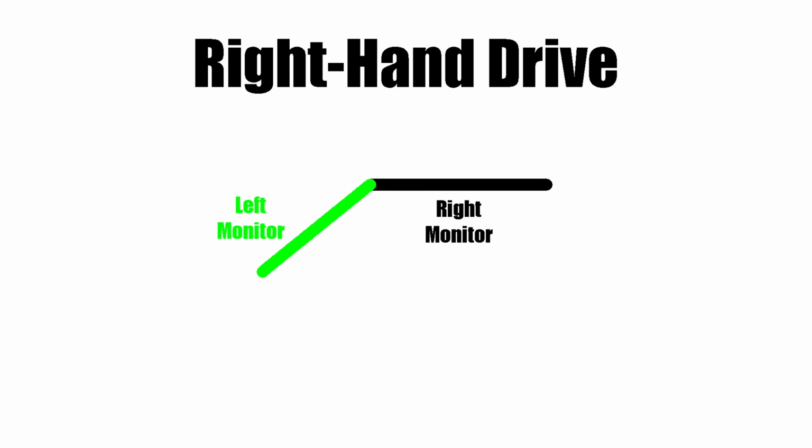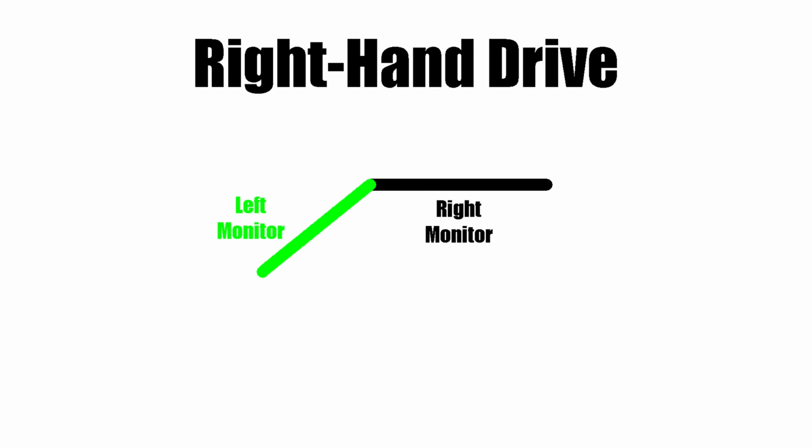Now the next image is of the right-hand drive setup for your monitors, again looking down onto your desktop. So as you can see here, in the green is the left monitor and in black is the right. So your left monitor should be on roughly a 50-degree angle, and your right monitor should be directly in front of you, because that's where the steering wheel will be now, if you can understand what I mean. So this is how you would have it set up for your right-hand drive.